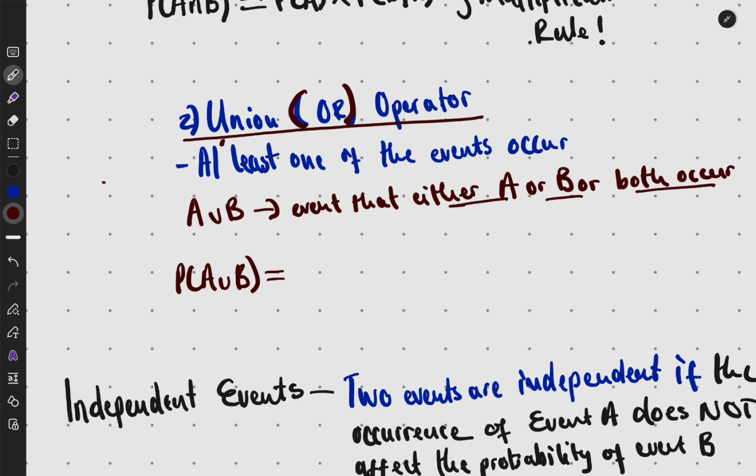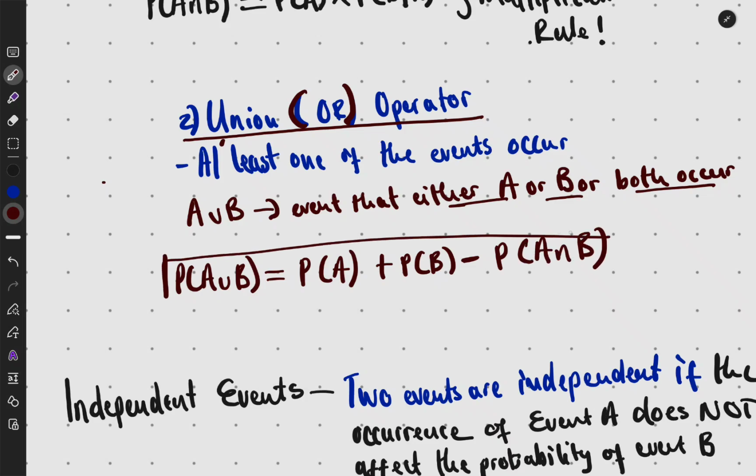Now here we are saying either A has happened or B has happened or both of them have happened. What is the probability of that? This is going to be the probability. We use the addition rule, which says the probability of A plus the probability of B, then minus the probability of A intersection B, like this.